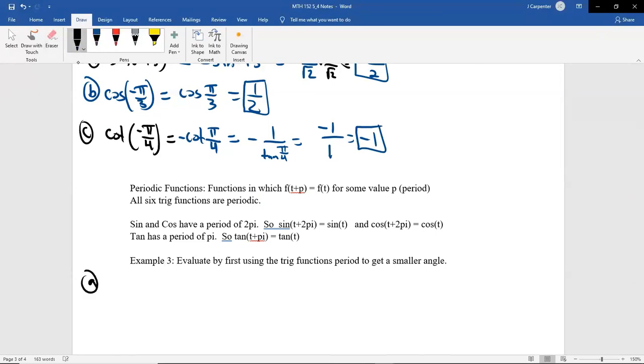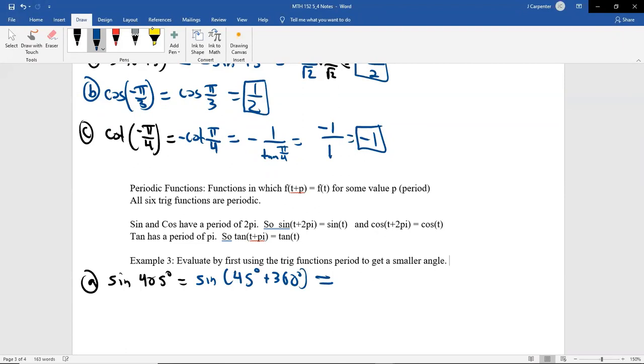So for A, the sine of 405 degrees. For sines and cosines, it's just as simple as finding a smaller coterminal angle. For tangent, instead of subtracting 360, you're subtracting 180. Sine has a period of 2 pi, which is 360 degrees. So you can take this extra step that some people will do: 405 minus 360 is 45, so I can separate this as 45 degrees plus 360 degrees.